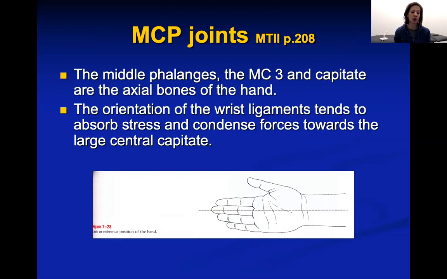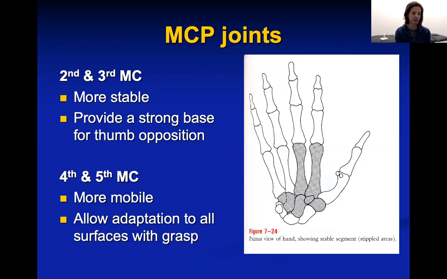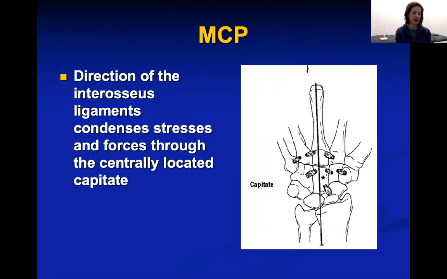The orientation of the wrist ligaments tends to absorb stress and condense forces towards the large central capitate. So again, the second and third metacarpals are more stable, provide a strong base for thumb opposition, and the fourth and fifth are more mobile to allow adaptation to all surfaces with grasp. Direction of the interosseous ligaments, again, they're pointed up toward this middle articular pillar.